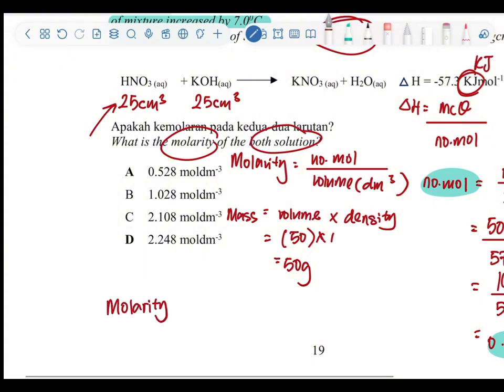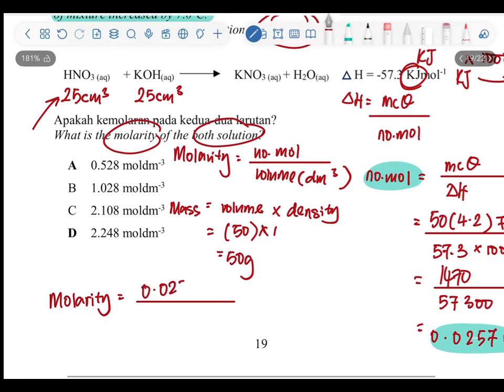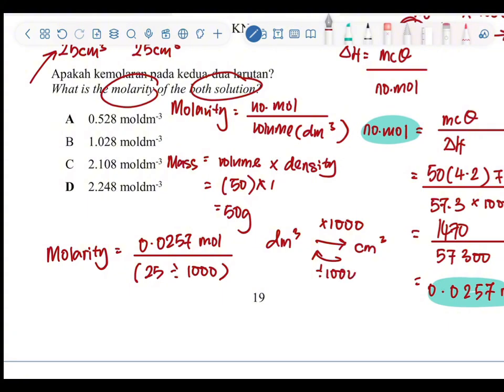Molarity equals the number of mole, which is 0.0257 mole, and then volume in decimeter cube. If we want to do some conversion, it is divided by 1000, because decimeter cube to cm³, we need to multiply by 1000. So if you want to go backward, it is divided by 1000. So the answer would be 1.026 mole. So the answer is B.